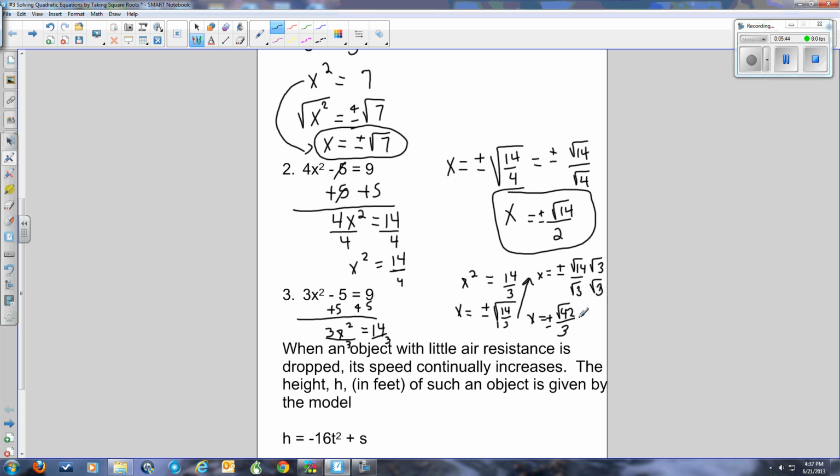And you want to ask yourself, is there a way that I could simplify the square root of 42? I could break it down as 6 times 7, but I can't take the square root there, or 21 times 2, and I can't take the square root of that. So actually, we are stuck with this. X is equal to plus or minus the square root of 42 over 3.